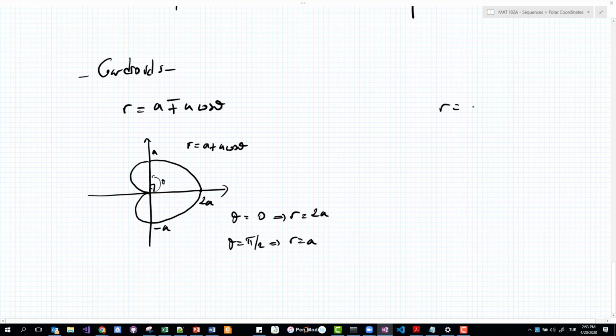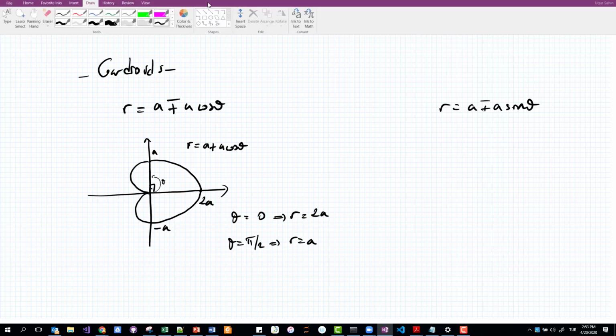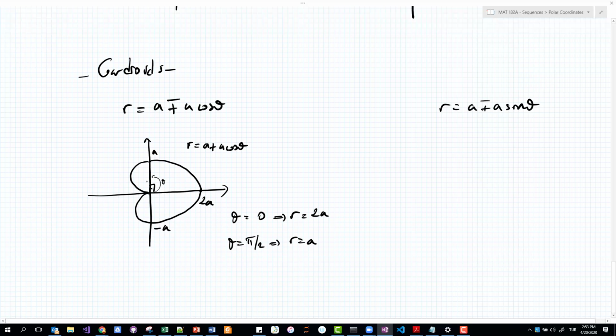r was equal to a plus or minus... okay, let's keep the a, or you can go with another letter: a plus a sine theta. This is the plus case. As you can guess, if I had r equal to a minus a cosine theta, this time I'm going to have something like that, guys. This time I will have the heart on the left hand side.